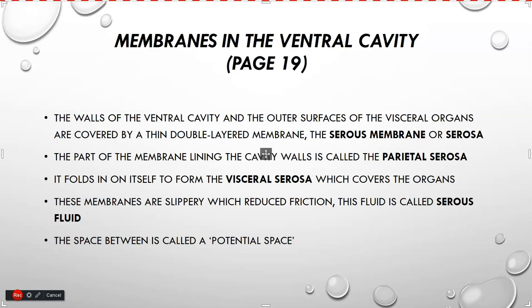When we say that something is double layered, it means that between the two layers there is something called a potential space. So if I was able to go into a body and separate the parietal serosa, I would see it had two layers with a fluid in between. That space between those two layers is called a potential space, because without a microscope, if you looked at it, you would think that there was no space at all. In fact, when we look at the fluid that exists between the two layers, it's basically only a cell or two wide that allows for this frictionless movement between the two membranes.